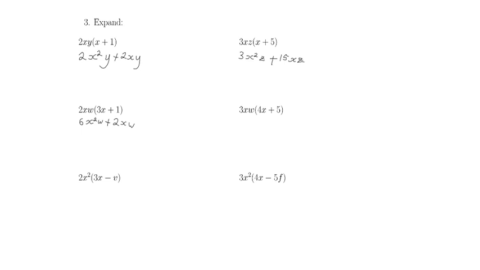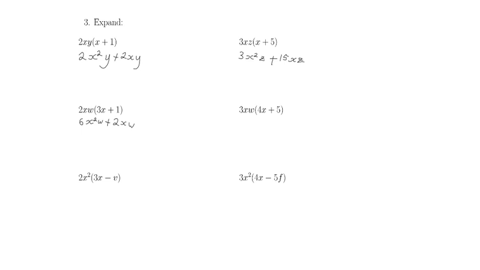Let's have a look at the next one. 3xw multiplied by 4x add 5. So we have to multiply these numbers together and then multiply these letters together. That will give us the first part. And for the second part, we have to multiply 3xw by 5. Let's do the first part.